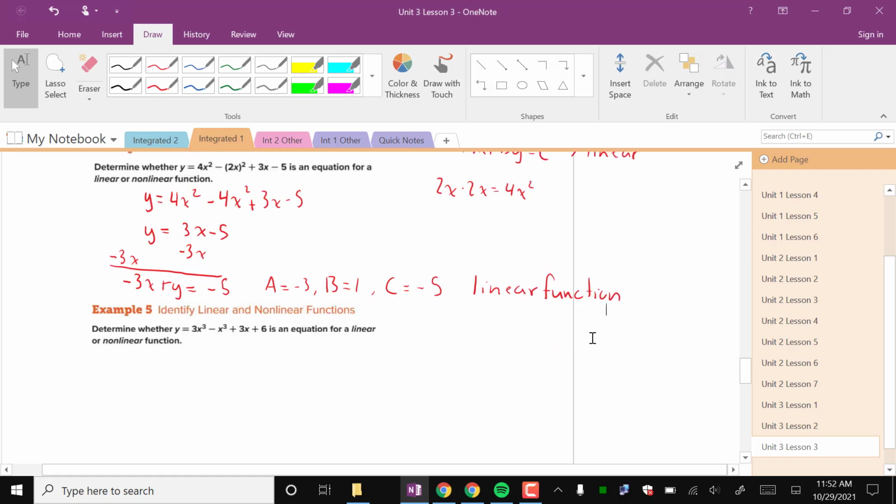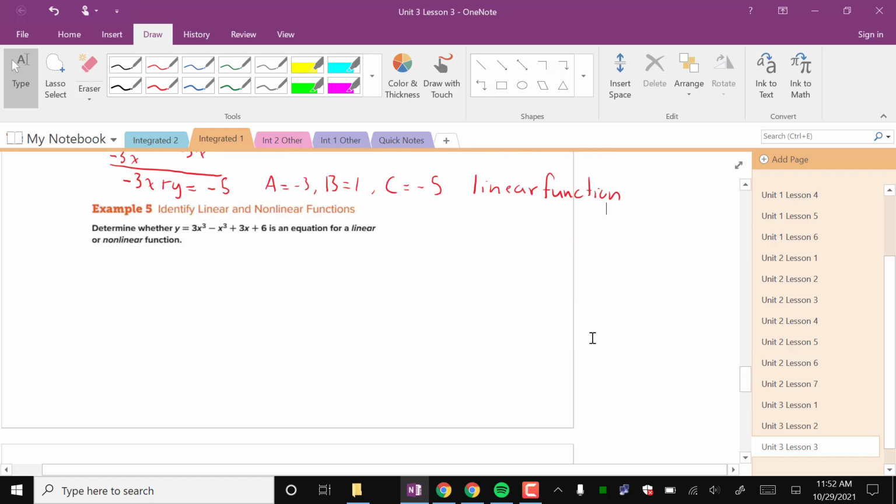Now, let's try example 5. For example 5, I want to simplify the function as well. So I have y equals 3x squared minus x to the third. Oh, sorry, this is x to the third. This is x to the third plus 3x plus 6.